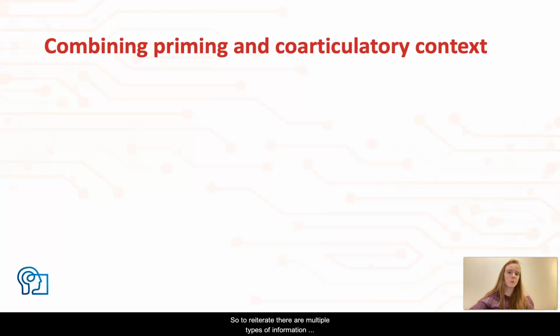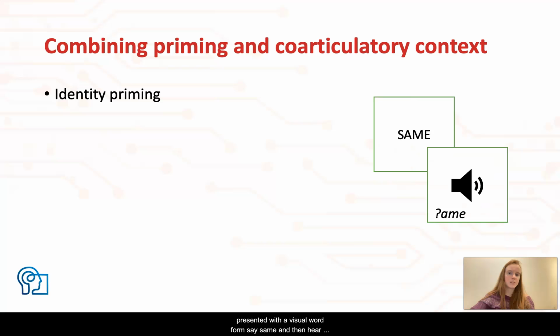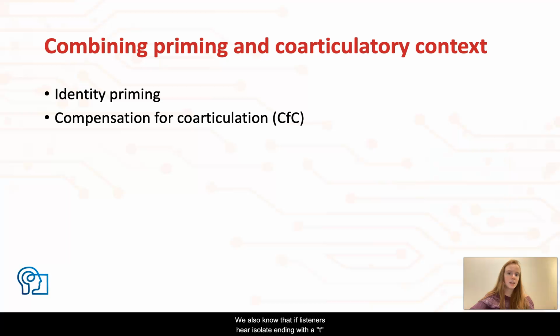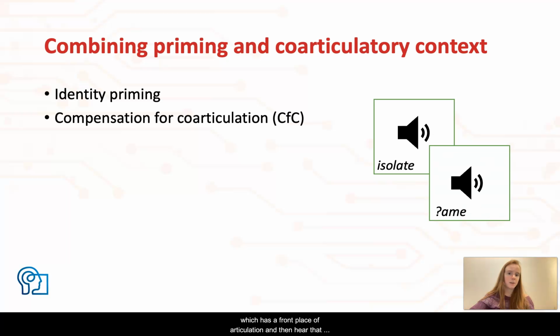So to reiterate, there are multiple types of information that influence how people interpret ambiguous speech. With priming, we expect that if listeners are presented with a visual word form, say same, and then hear an ambiguous same-shame token, listeners would report the ambiguous token as sa. We also know that if listeners hear isolate, ending with a t, which has a front place of articulation, and then hear that ambiguous same-shame token, we would expect that listeners would report the ambiguous token as beginning with a sh.